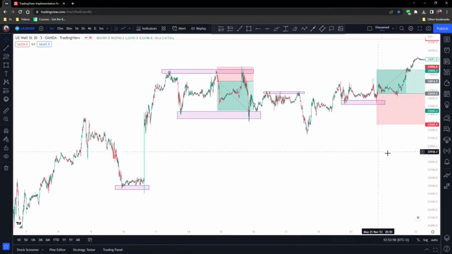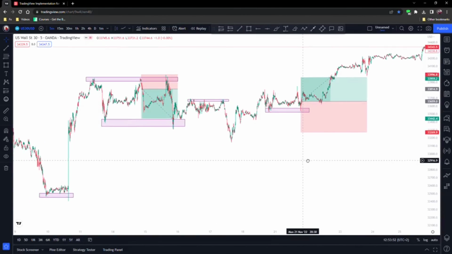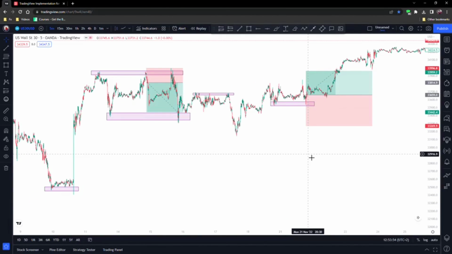So, that's going to be it for the Nasdaq and US30 high and low strategy. Just practice and learn to observe and get better at them, and it will not fail.